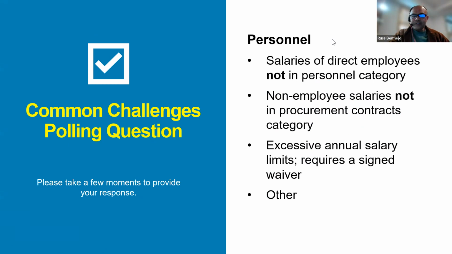Have you experienced salaries of direct employees not in personnel category? If you encounter the challenge of non-employees' salaries not in procurement contracts or excessive annual salary, go ahead and take a few moments. Thank you for your responses here. If you select other, we would love to hear those. You can insert that in the chat. Thank you for your responses. Looks like a few of you have encountered salaries of direct employees not in personnel category. And also excessive annual salary limits require a signed waiver.